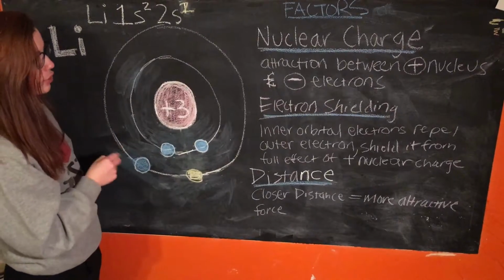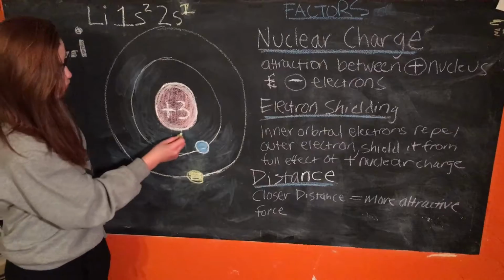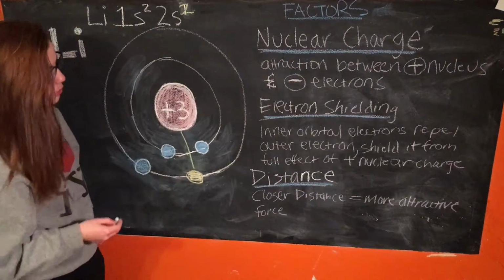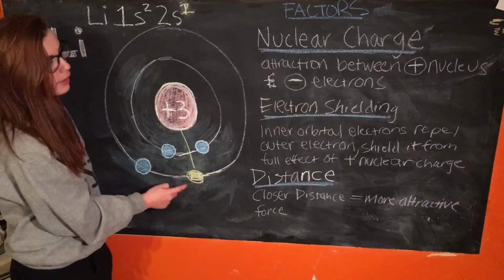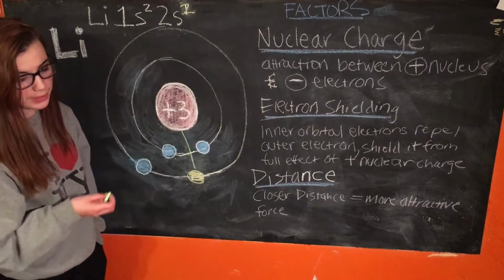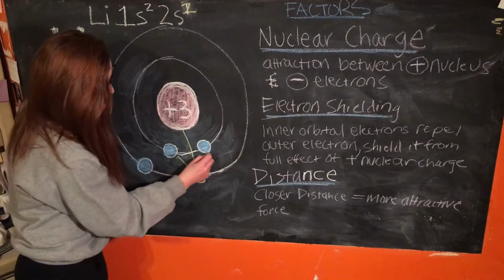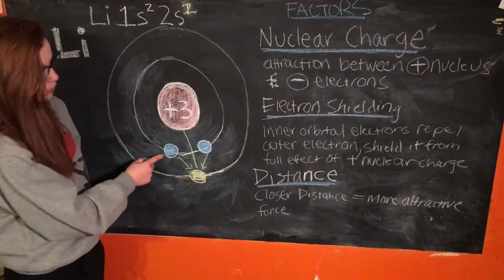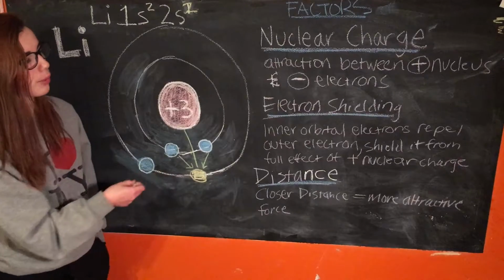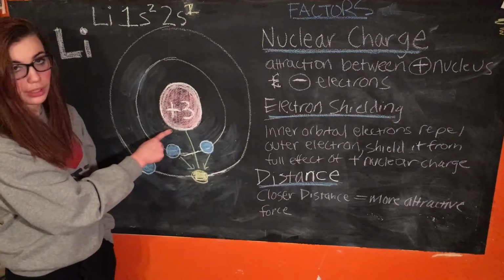So there's 3 major factors that play into electron affinity. And the first one is nuclear charge, which is essentially the attraction between the positively charged nucleus and the negatively charged electron, which makes sense because opposite charges attract. The second piece is known as electron shielding, which is that these inner orbitals will repel the outer orbital and shield it from the full effect of the nuclear charge.